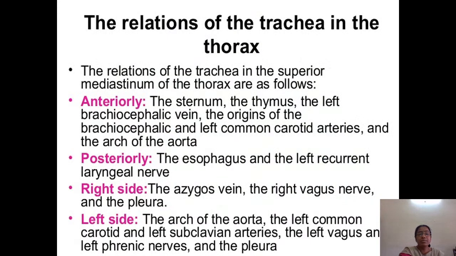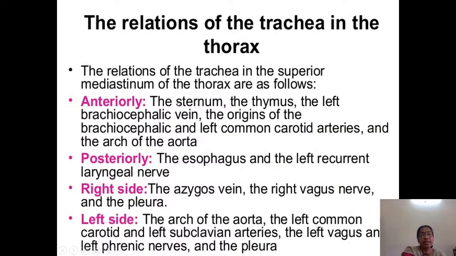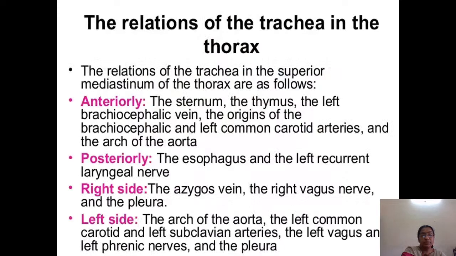When you see the relations in the thorax, what is present? Anteriorly in the thorax, this is the trachea. So what is anterior, what is posterior and what is on either side? Anteriorly are the sternum, thymus, left brachiocephalic vein and the common carotid artery, along with the arch of aorta. Subclavian vessels are present, the internal jugular vein is there, and the common carotid artery is present anteriorly. These are the structures related to the trachea in the thorax.